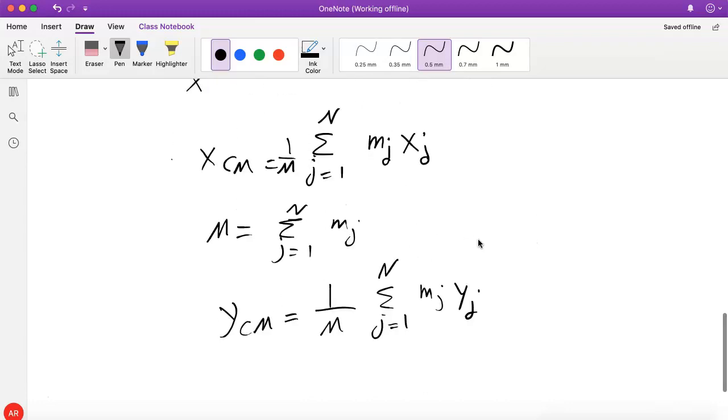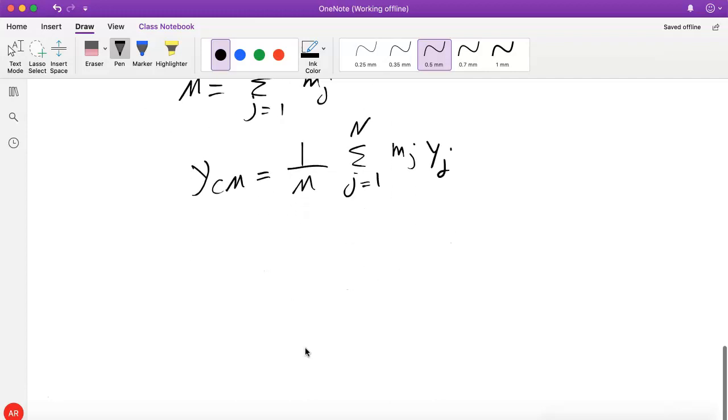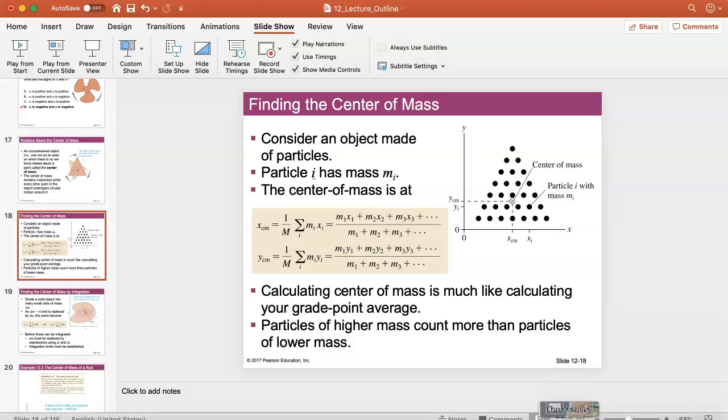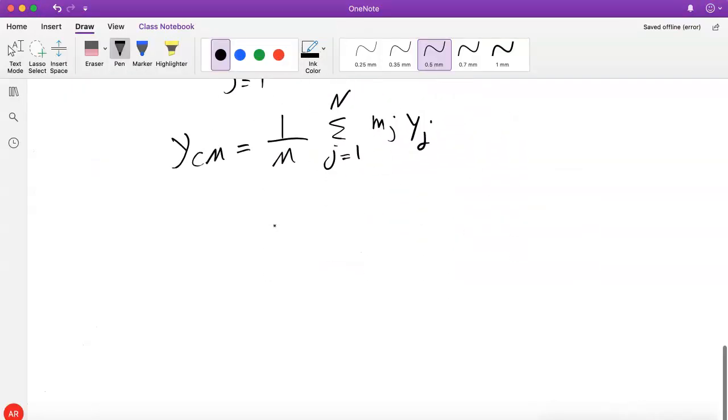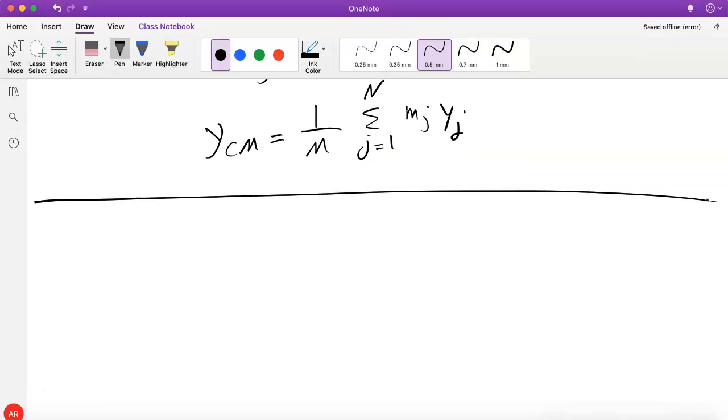Okay, so we can now try to get some practice in finding the center of mass, and then I'll try to motivate this definition a bit more. So again, let's review the general formula here, and we can go back to the notes. Okay, so let's do one example. We'll do a couple of examples. So example one.